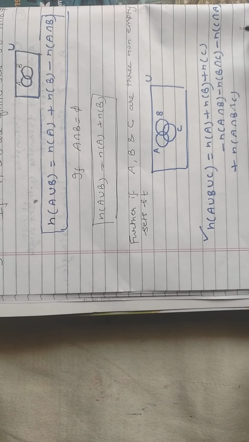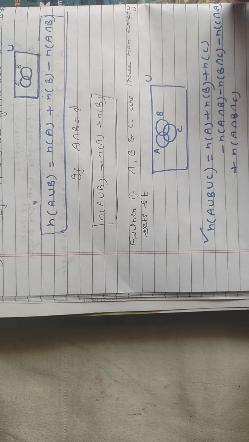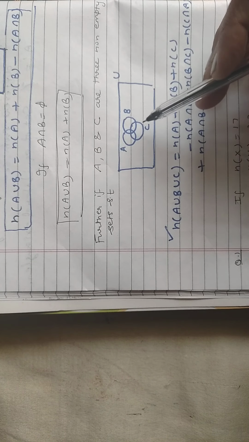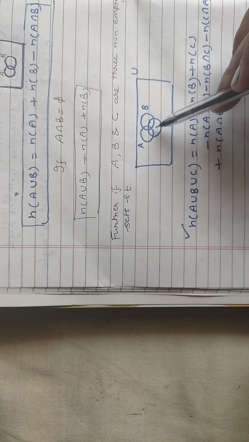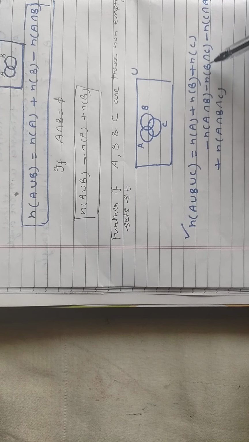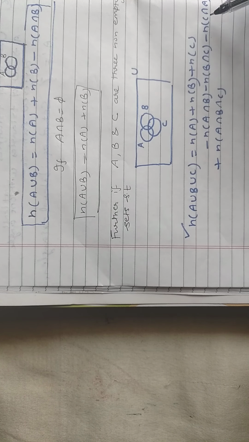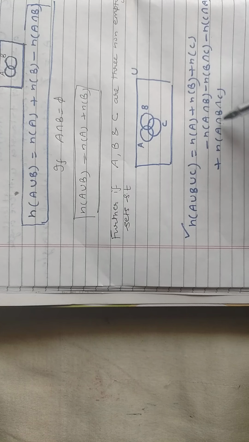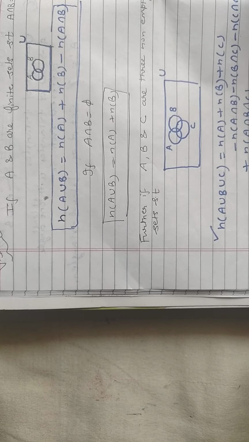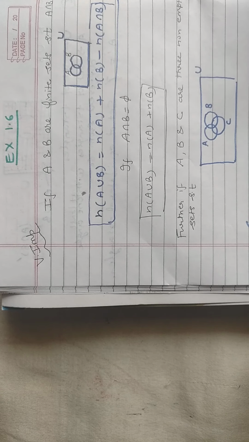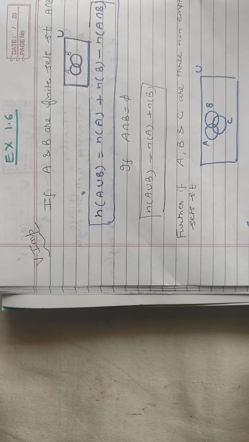And suppose there are 3 sets A, B, C, then number of elements in their union A union B union C is equal to n(A) plus n(B) plus n(C) minus n(A intersection B) minus n(B intersection C) minus n(C intersection A) plus n(A intersection B intersection C). So these are the two formulas on which your exercise 1.6 is based. So tomorrow we will start with the questions of 1.6 and some questions of miscellaneous. Thank you.